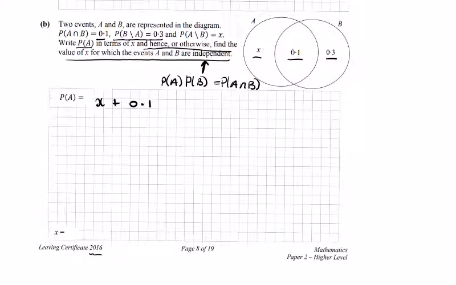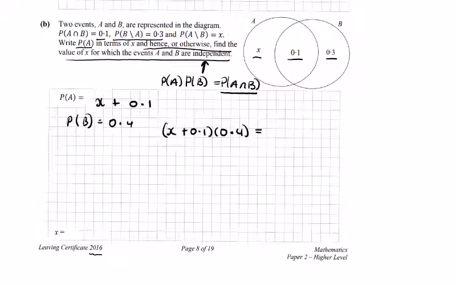2016. So we have the probability of B. That's the probability of A. The probability of B is 0.4. So we have the probability of A and the probability of B, and we have the probability of A intersection B. So it's just X plus 0.1 by, that's the probability of A, by the probability of B, which is 0.4. That's equal to the probability of A intersection B, which is 0.1.